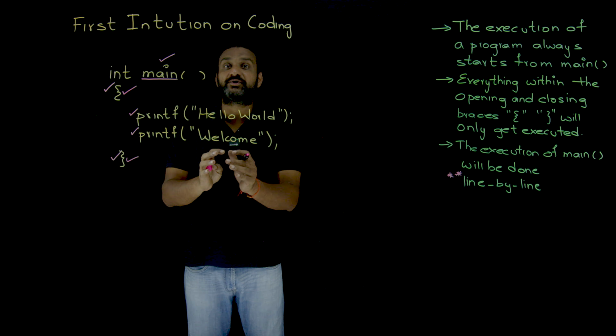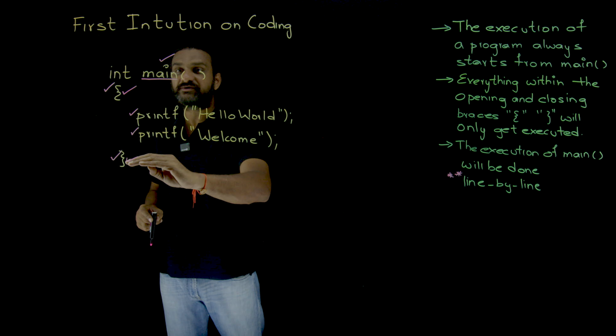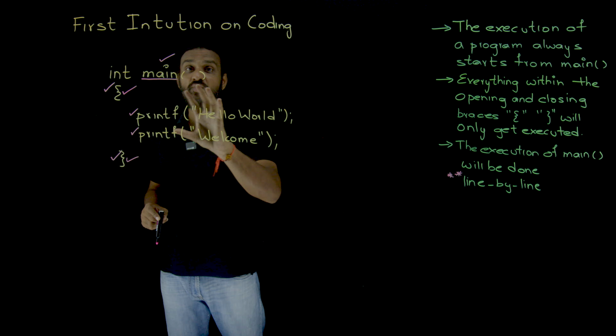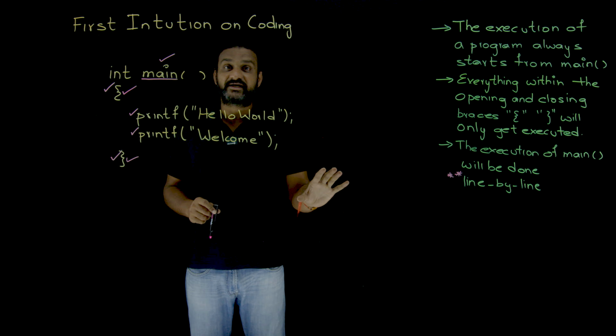So that is the second point. Whatever is there within the opening and closing braces of the main, that will only get executed by the compiler. Try to understand this point.